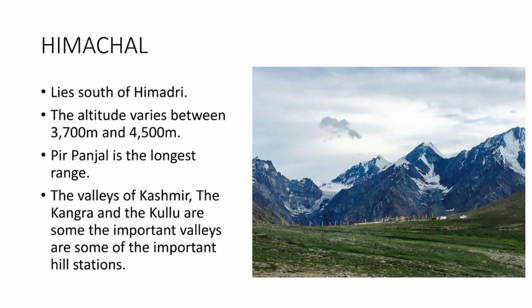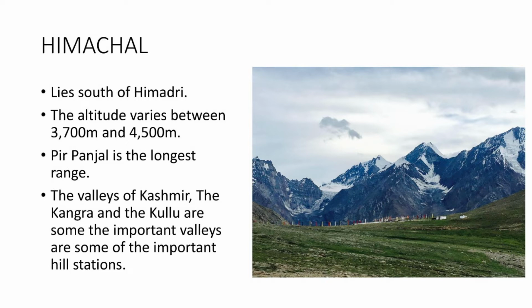And the altitude varies between 3,700 meter and 4,500 meter. And the average width of this Himachal is about 50 kilometer. Here you can find a number of ranges. Out of all, the most important range is your Pir Panjal range. Apart from the Pir Panjal range, there are some other ranges which are also very important. One is Dhauldhar, the other one is your Mahabharat range.